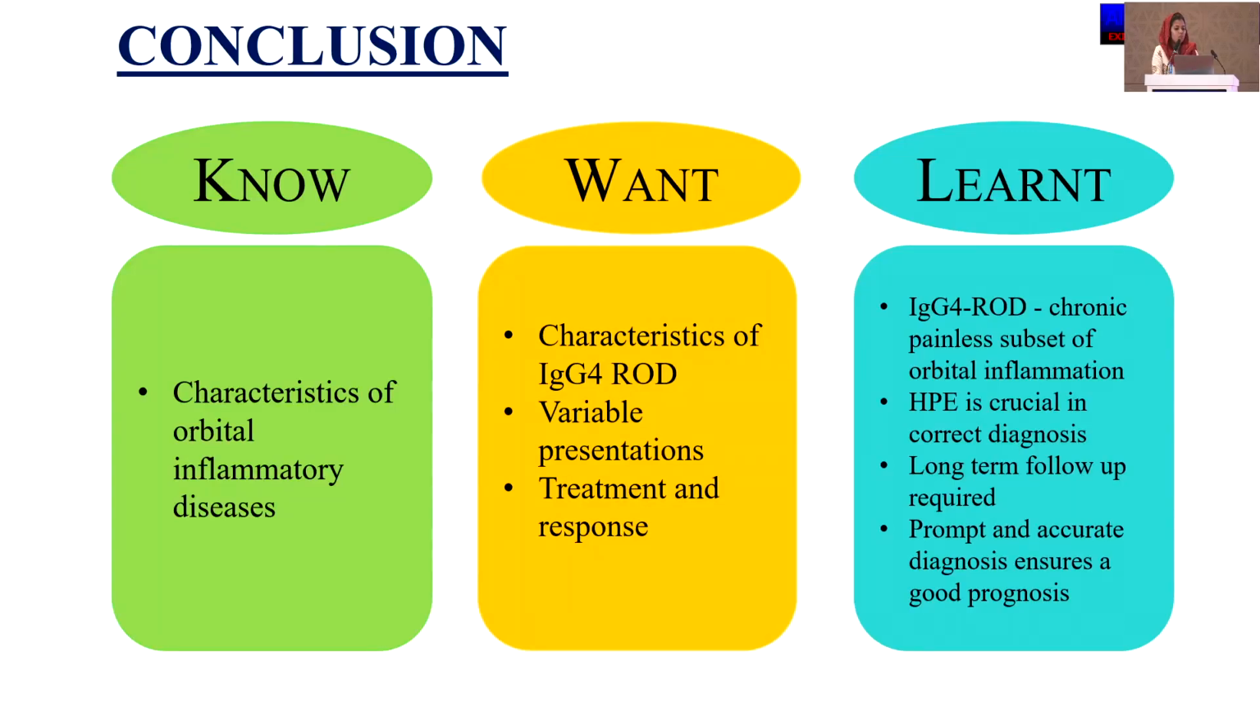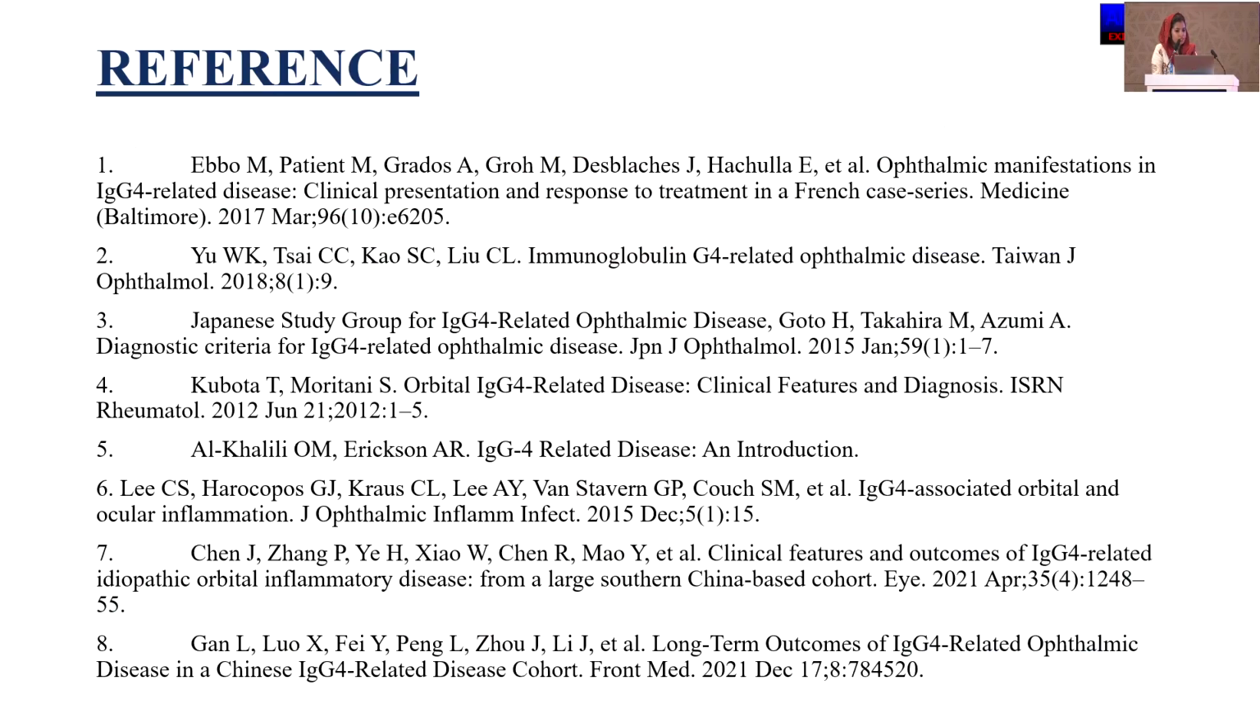To conclude, what we knew before the study was the characteristics of orbital inflammatory diseases, and what we wanted to know was the characteristics of IgG4 related ophthalmic disease, its variable presentations, and treatment and response. And what we learned was that IgG4 related ophthalmic disease is a chronic painless subset of orbital inflammation. Histopathological examination is crucial in the correct diagnosis. Long-term follow-up is required. Prompt and accurate diagnosis ensures a good prognosis. These are my references. Thank you.